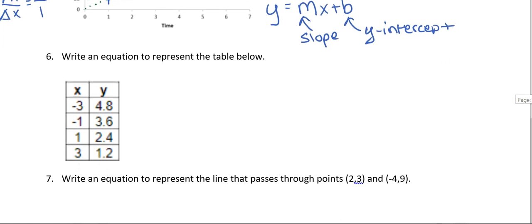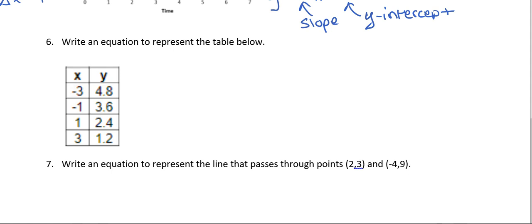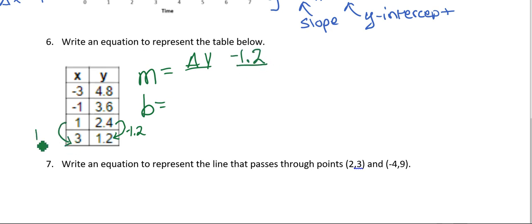Number 6, write an equation to represent the table below. Okay, so again, I need my slope and I need my y-intercept. So I can see that in my table, my change in my y is decreasing by 1.2, and the change in my x is increasing by 2. So negative 1.2 divided by 2 gives me negative 0.6. So my slope is negative 0.6.